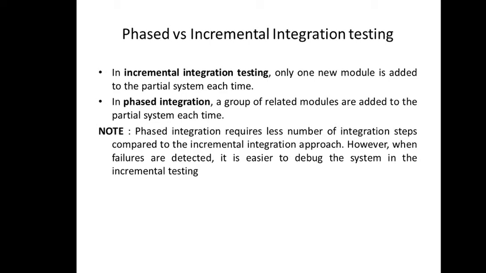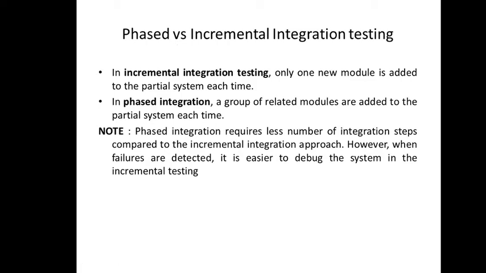So what is the difference between the two? The name directly suggests: incremental means you are adding one module at a time and testing it in increments, one at a time. You add one module, you test it. You add another module, then test it. You add another module, then you test it. That is incremental, right? While phased is when a group of modules are added together.